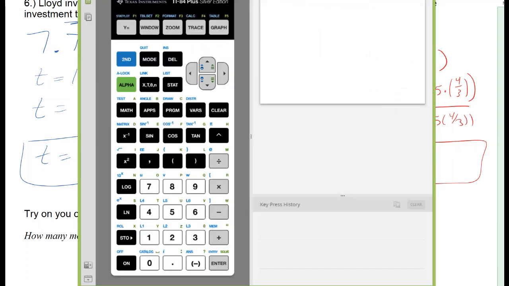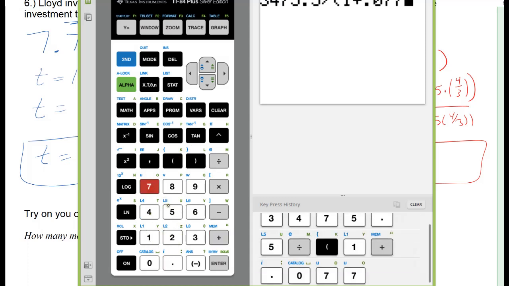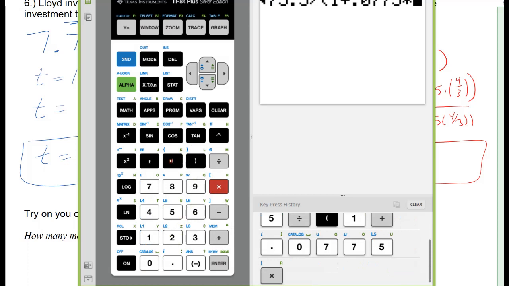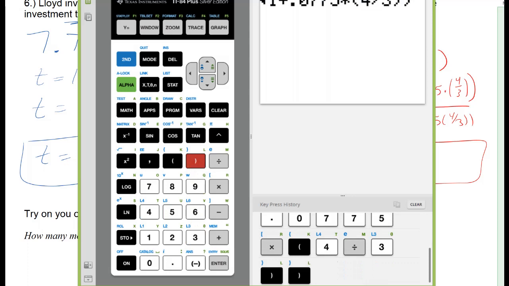So there's two ways to do this. Either you could plug it in all in one go, and if you do that, you have to be careful when you plug it in all in one go. You have to take your future value, which was $3,475.50, divided by parentheses 1 plus 0.0775 times the fraction, and the rule of thumb is always put parentheses around the fraction. And hit enter, and you get your answer. That's one way. So the answer is 3,150.